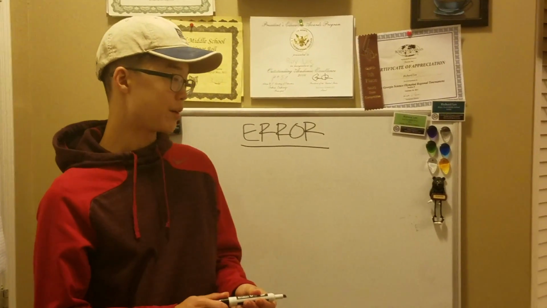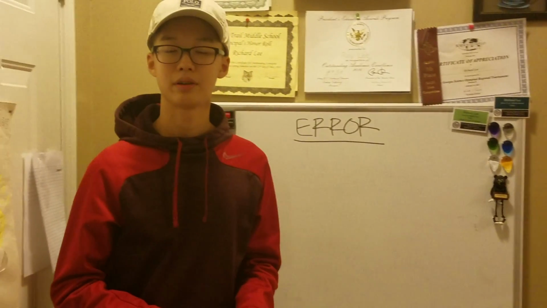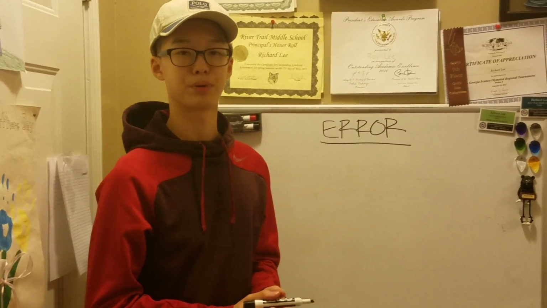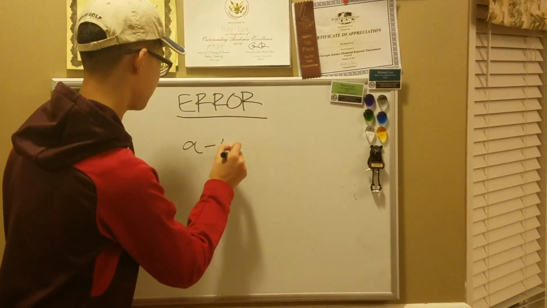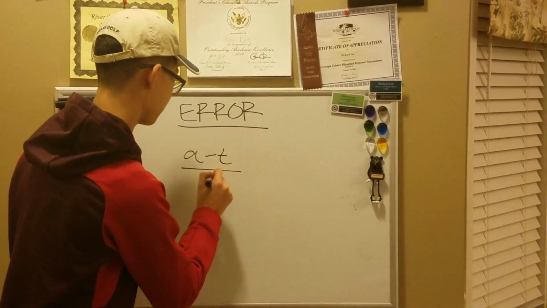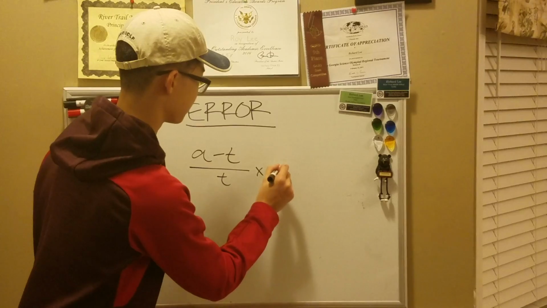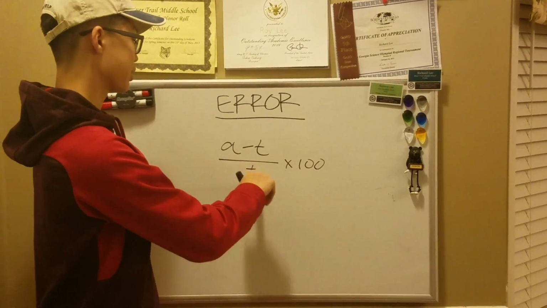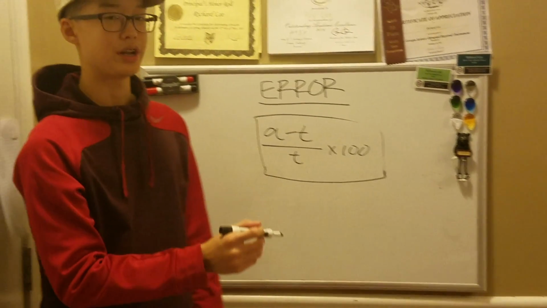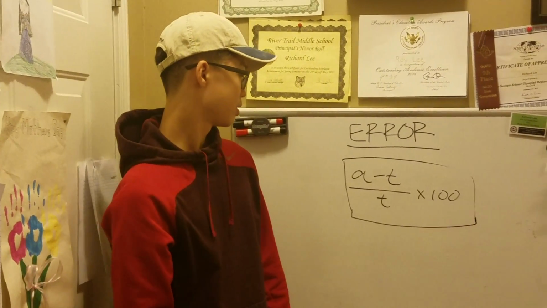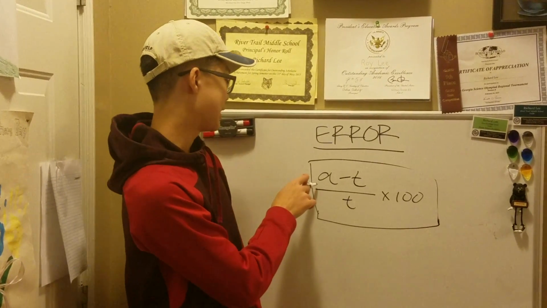Error in a lab can be calculated by a formula for percent error. That formula is A minus T over T times 100. This formula right here, I'll square it off, is the formula for finding percent error in a lab. So what do these variables mean, A and T?